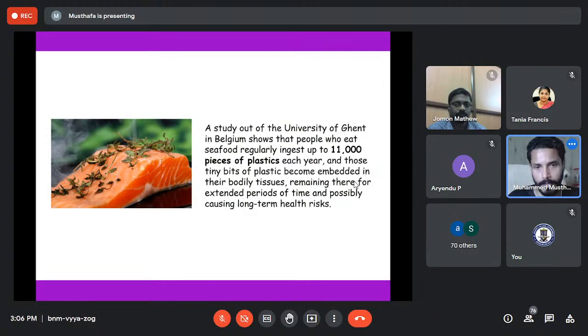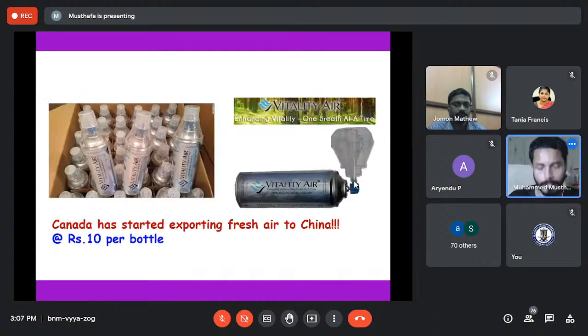Remember one thing, that plastic is the end product of the same petroleum industry which is responsible for global warming. Quite alarmingly, Canada has started exporting fresh air to China at a rate of Rs 10 per bottle. Fresh air to China. You will think, okay, China is our enemy, so why should we worry about it? This China, India, Pakistan, and all exist only in the mind of the people. The land doesn't have any boundary. The land doesn't know that it is China or India, no. It is only in the mind of the people. Do not forget that.